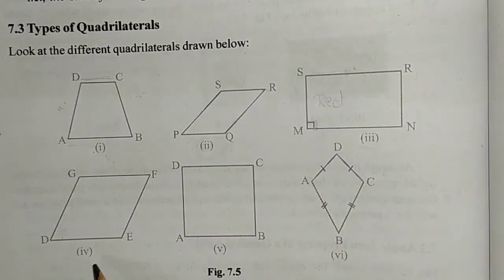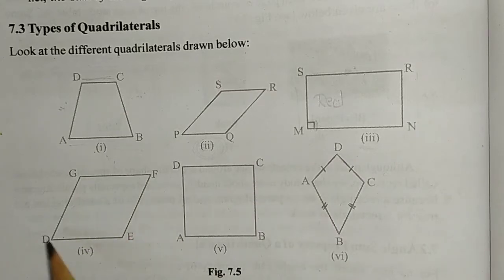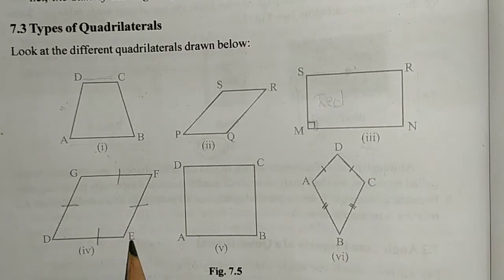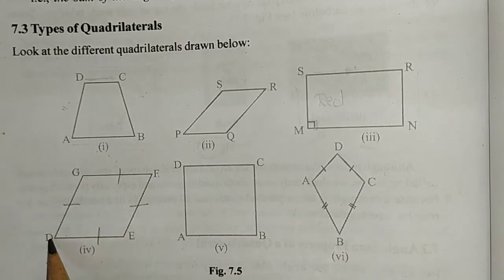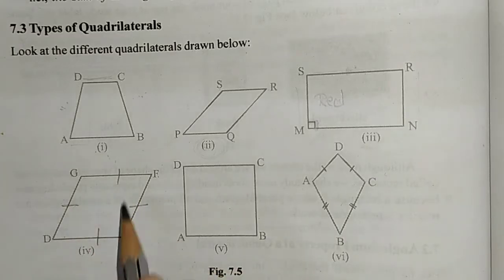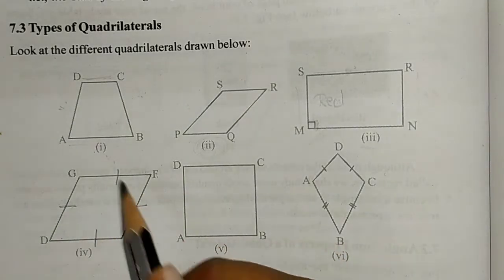Now coming to the fourth figure, here you can see the sides are not just parallel, all the sides are equal to one another. DE is equal to EF is equal to FG is equal to GD. They are parallel to one another. Also, they are equal to one another. This is a rhombus. This type of quadrilateral is called a rhombus.